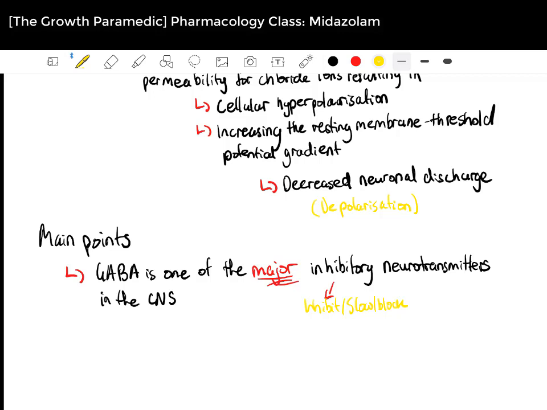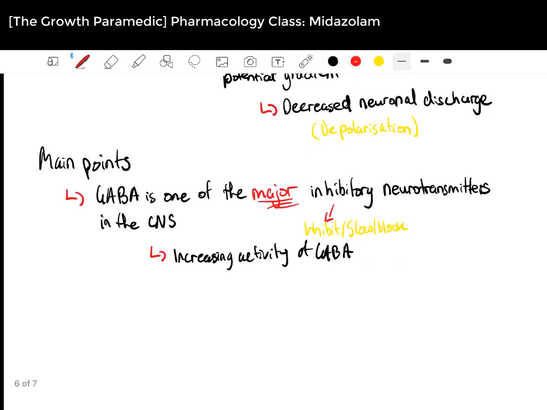And so because of this, and we know that midazolam enhances GABA by increasing the activity of GABA, the inhibitory actions of GABA are then raised. So it's almost like midazolam, you can think about it, is cheering on GABA and giving GABA the extra boost it needs to do its job even better than before.